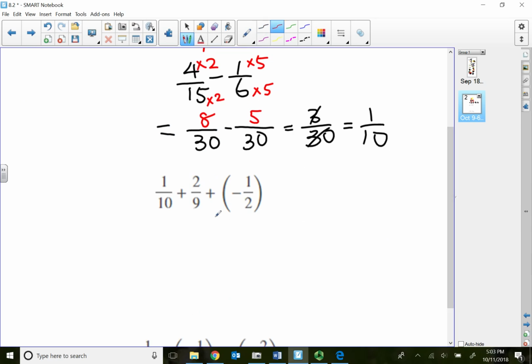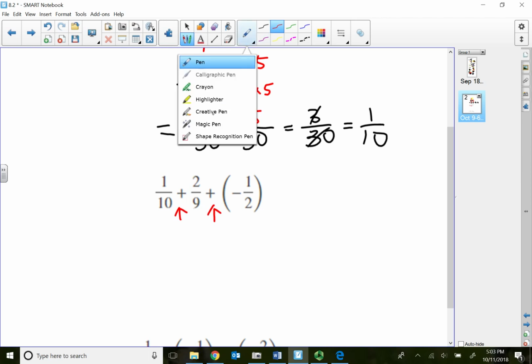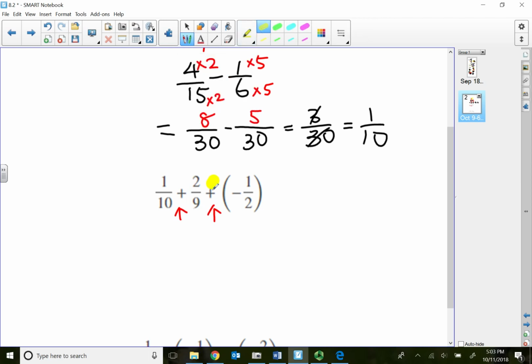All right, let's try this one. Plus sign, my third term is really saying positive 1 times negative half. Positive 1 times negative half is simply just a negative half. My second term in the middle is still 2 over 9. My first term is still positive, it's still 1 over 10.